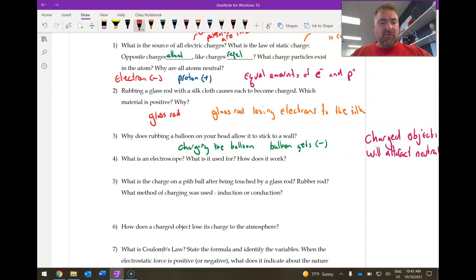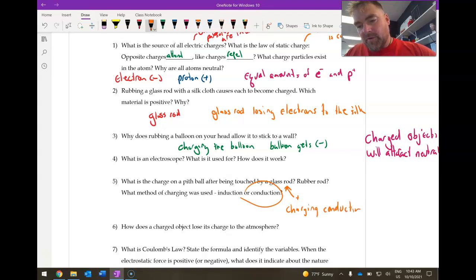Okay. Number 5, what's the charge of a pith ball after being touched by a glass rod? We have to remember the glass rod is considered to be positive. And so if it touches it, this is called charging by conduction. And actually you can see that right. What method is used? Conduction. So charging by conduction involves contact, which means they have to touch. And if they touch, then they share the same charge.